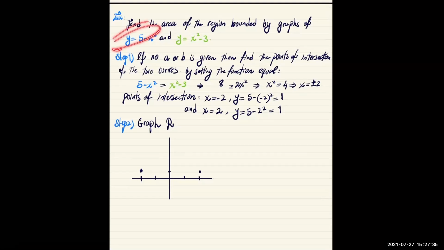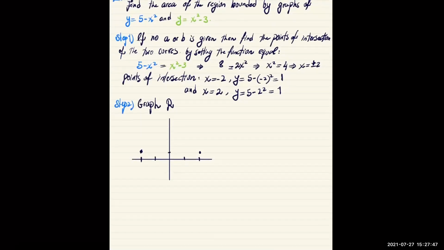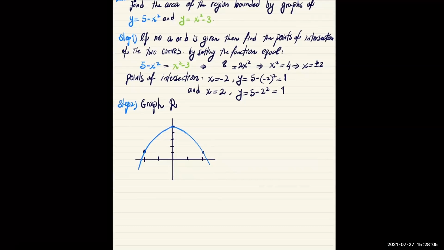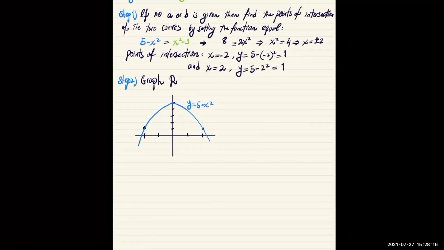And graphing these is hopefully effortless. This is a parabola shifted up by 5, and it's concave down. It's opening downward because of that negative. So the vertex is 1, 2, 3, 4, 5 right there. Here's a graph of that function, 5 minus x squared. And then the green function is the parabola x squared shifted down by 3, so the vertex is going to be at 0, -3.